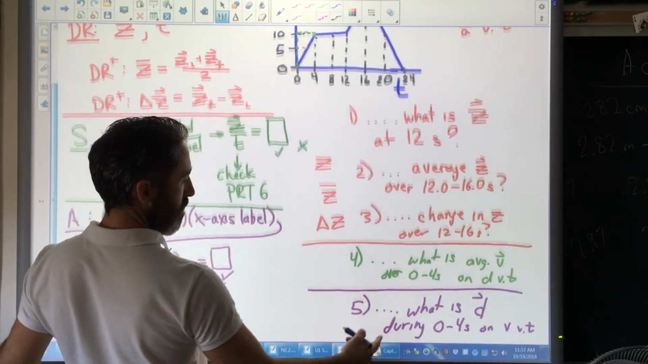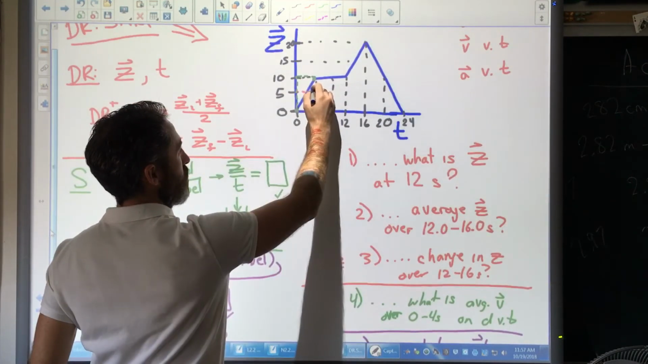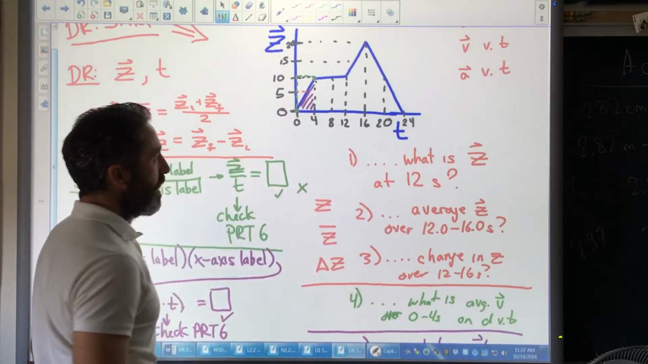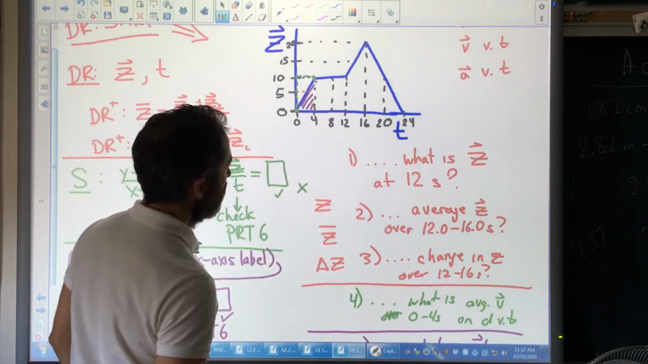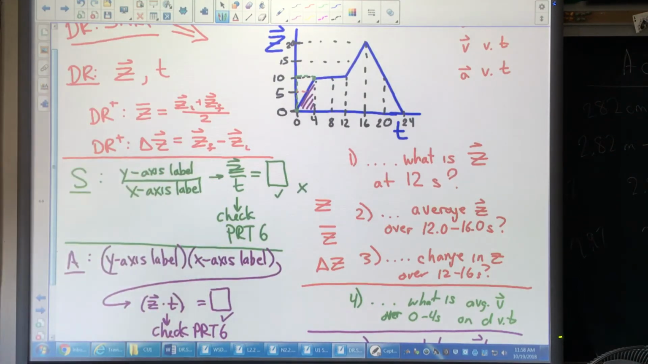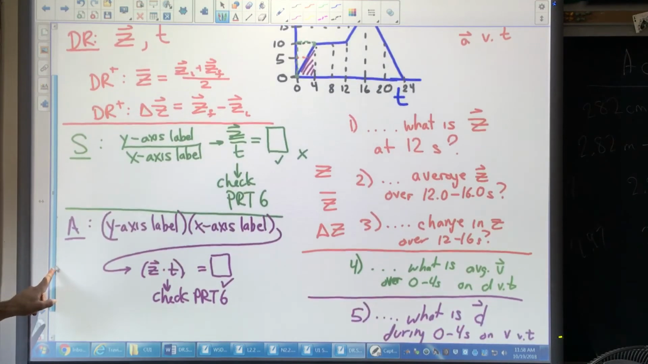So for the first 4 seconds, you would just do this shaded area. 1/2 base times height. The base is 4, the height is 10. 4 times 10 is 40. Half that is 20. That's it. Of course, you'd have to go with the units with that as well.